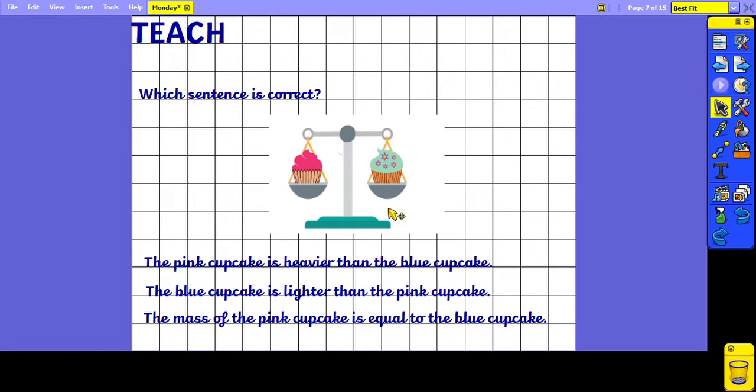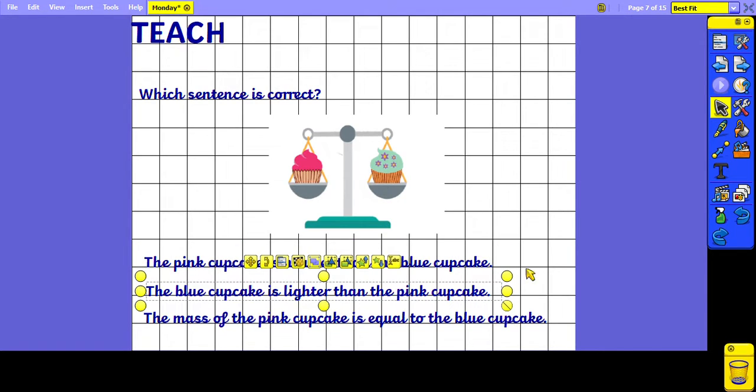So we've got a series of statements here, and the question says, which sentence is correct? The first one says, the pink cupcake is heavier than the blue cupcake. Well, if you have a look at the scales, the pink cupcake is actually level with the blue cupcake, and the scales are balanced. If the pink cupcake was to be heavier than the blue one, the pink cupcake would have moved down and the blue cupcake would have moved up. So we know straight away that that first one is false.